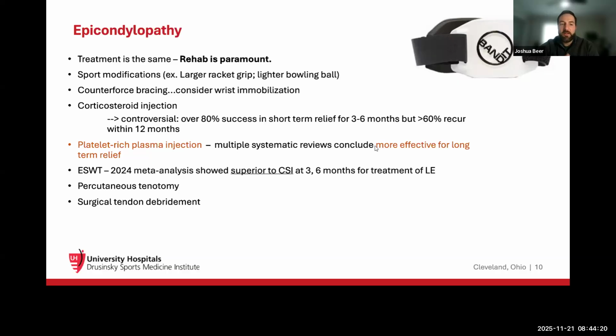And then lastly, there's percutaneous tenotomy or TENEX. And if that fails, upper extremity surgeons can do a surgical tendon debridement. But I would say most surgeons that I've worked with here really want us to exhaust everything else before they will go and do the release. So that's definitely something that's in our wheelhouse to manage from the primary care standpoint.